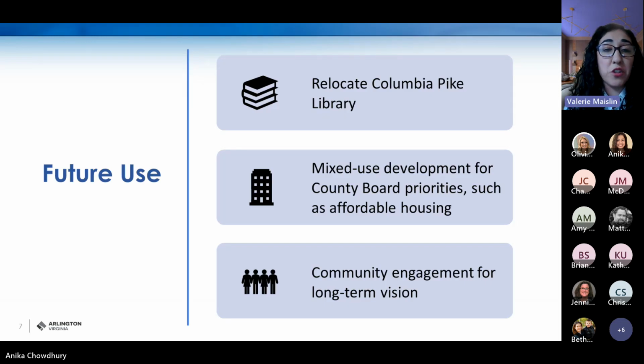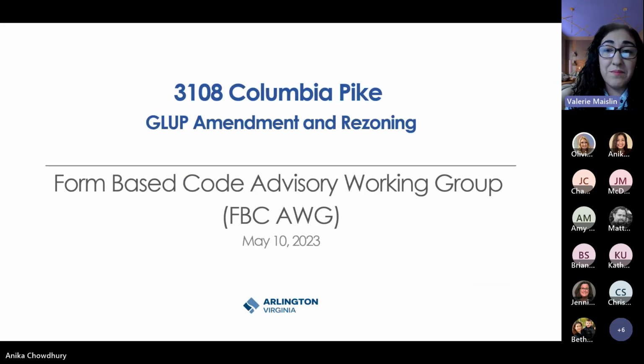Now, for the future use, it's identified to relocate the Columbia Pike Library in the CIP starting fiscal year 2028. There also is a potential to have a mixed-use development for county board priorities, such as affordable housing. And along this process, there will be community engagement for the long-term vision. Now I'll hand it over to Anika.